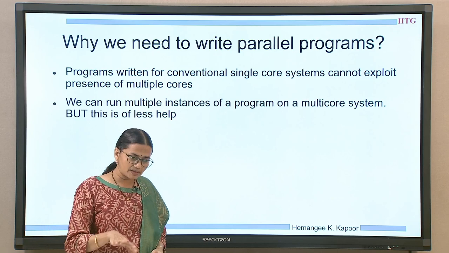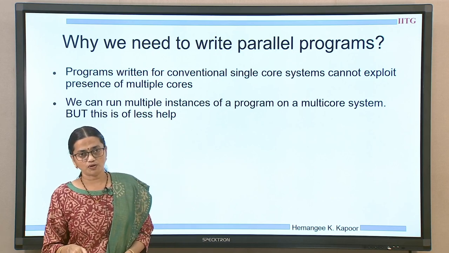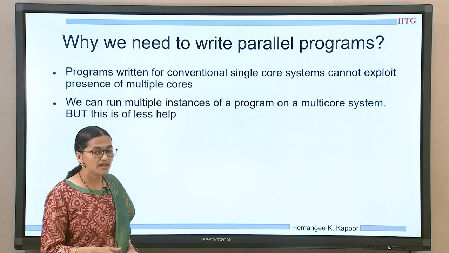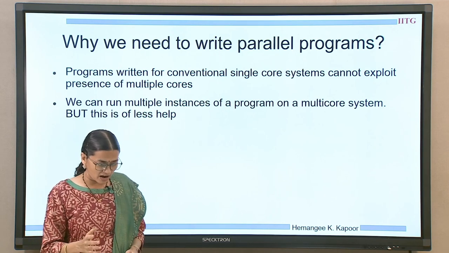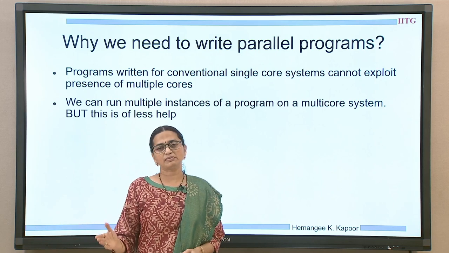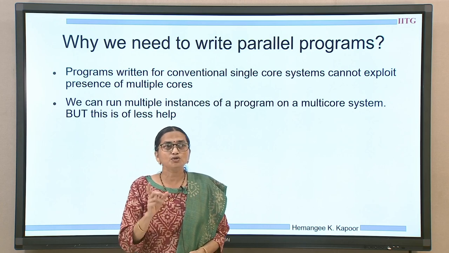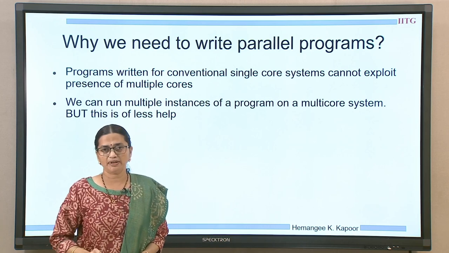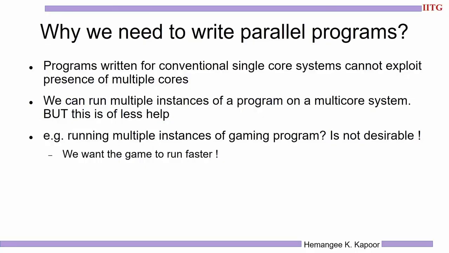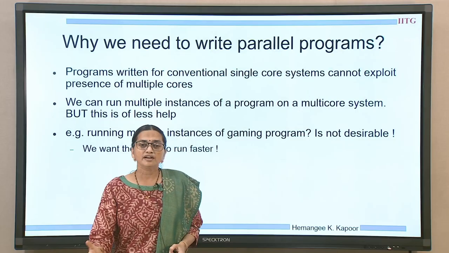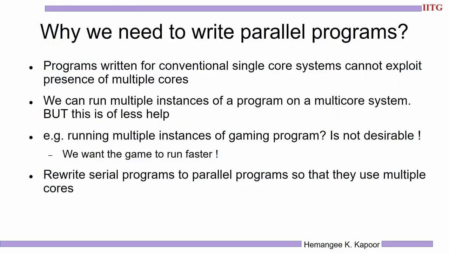We could do one thing: run multiple instances of the same program on these different cores. That is one way out, but does this help us? Of course, I can run different programs on the multiple cores, but if I want to improve the performance of a particular application, I need to exploit the multiple cores for this particular application. For example, you are writing a gaming application. Would you want multiple instances of the game running on the same processor, or do you want the gaming software to perform better? Definitely, you want your game to run faster rather than run multiple games on different cores of the same system.